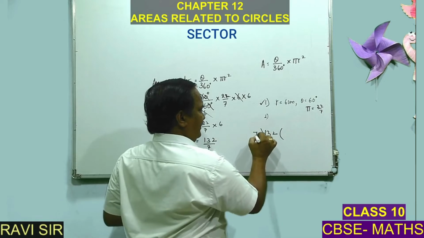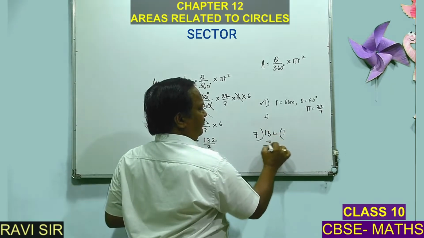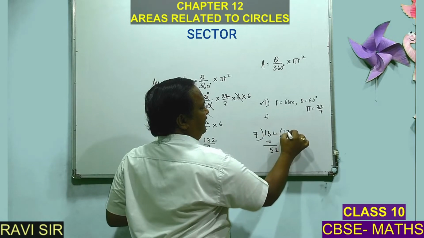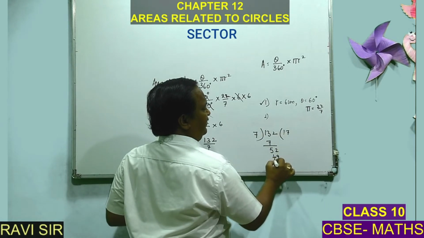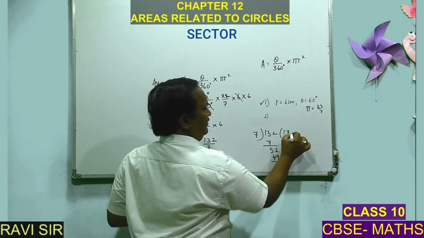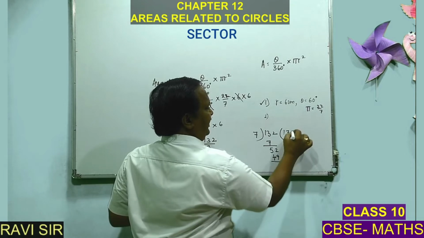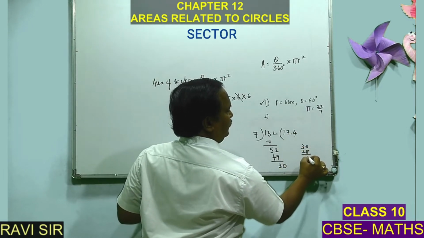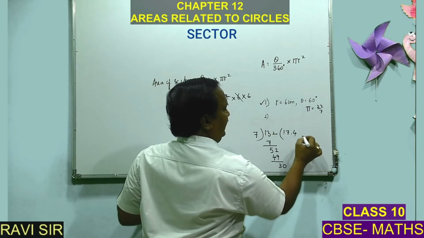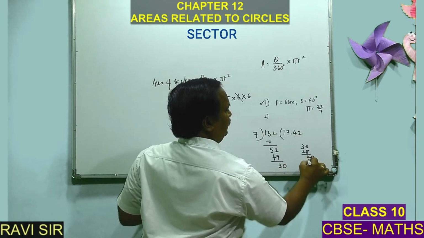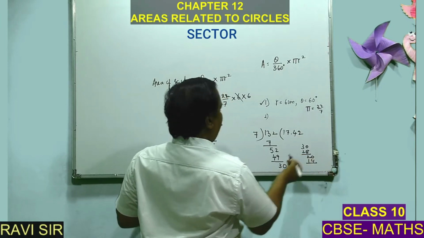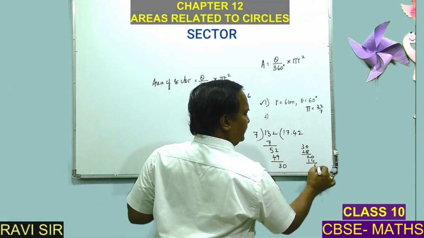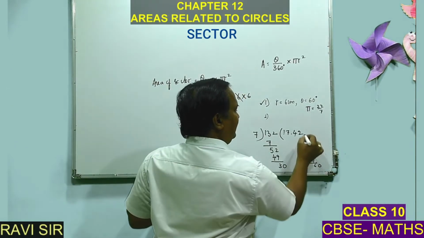So, divide it. 1, 5, 7, 49, 3.28, 2, again 2, 14. Because we are going to write only 2 decimal places, you should know the third decimal place also. Okay. Why third decimal place?